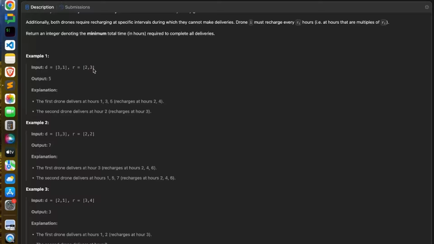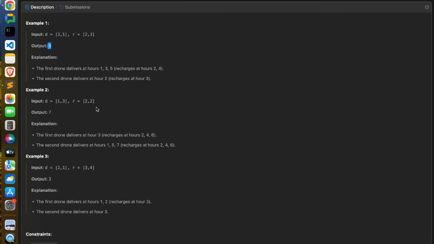For 3 deliveries. And similarly, we know that the second drone has to be charged at a multiple of 3, so 3, 6, 9, 12 and so on. Since it just has to make one delivery, it can deliver at hour 2, because at hour 2 the first one would be charging, and at any particular hour both cannot make a delivery at the same time. We have to minimize the total time so that all deliveries can be completed. That's why the minimum hour is 5.